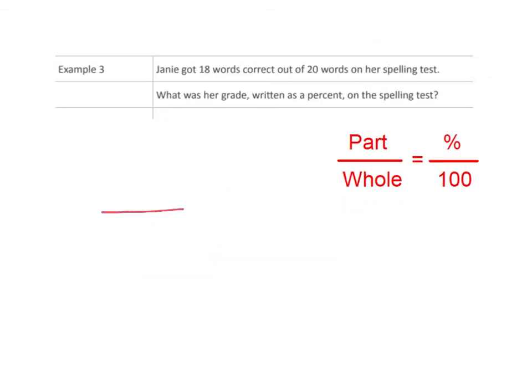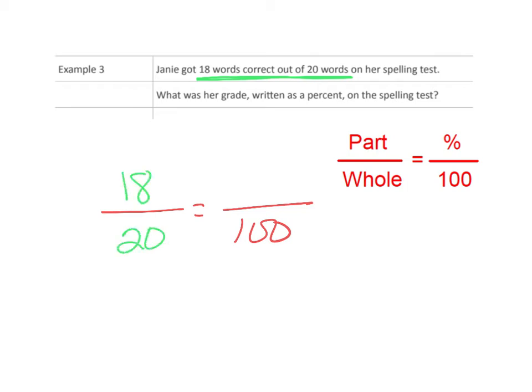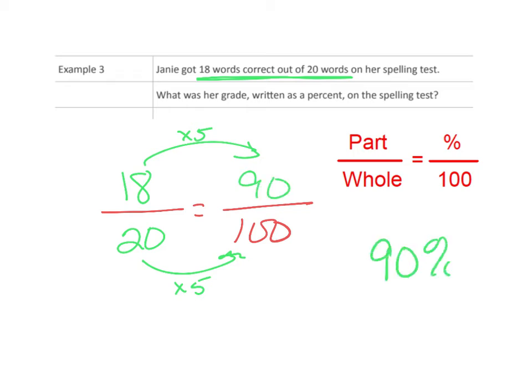Okay, here we go. Next problem, starting out the same way. Janie got 18 words correct out of 20 words on her spelling test. No percentages. She got 18 out of 20. So again, we're going to go the easy way. 20 times 5 gives us 100. So 18 times 5 gives us 90. So she got 90%. And make sure you use labels. It even tells you written as a percent.